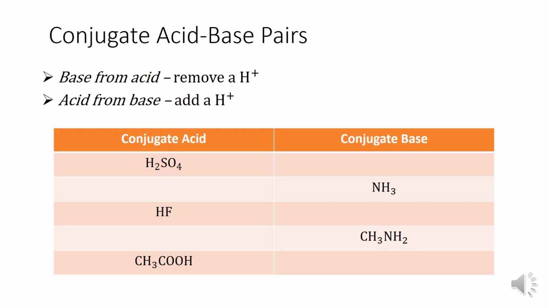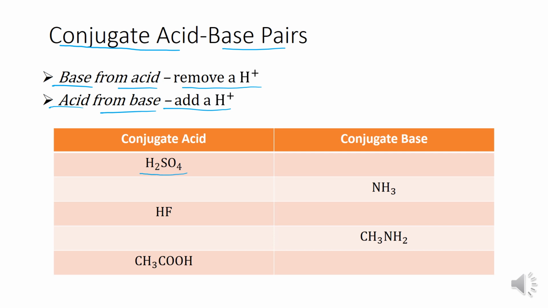In these exercises, we have to identify the unknown or missing conjugate acid or conjugate base. Now, this should be easy because to determine a conjugate base from a conjugate acid, we simply remove a hydrogen ion. And to determine a conjugate acid from a conjugate base, we simply add a hydrogen ion. So first we have sulfuric acid. If this reacts with water, it will give away one of the hydrogen atoms. So we simply have to remove a hydrogen ion.